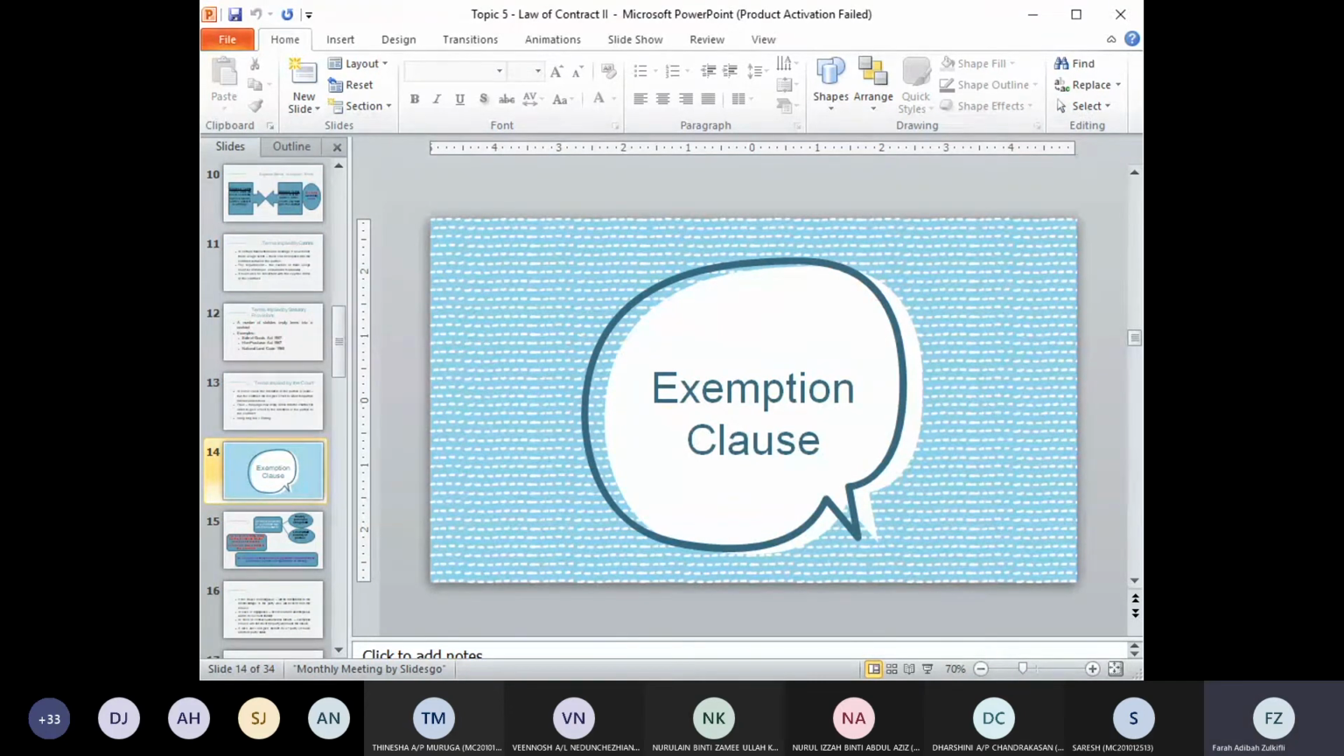If you look at the car park ticket, there will always be something written like that. You are parking at your own risk. Parking at your own risk. The company will not be liable for any damage or injury suffered by the car owner. Okay, so that is what we call exemption clause. That is an exemption clause, or it is also sometimes called exclusion clause.